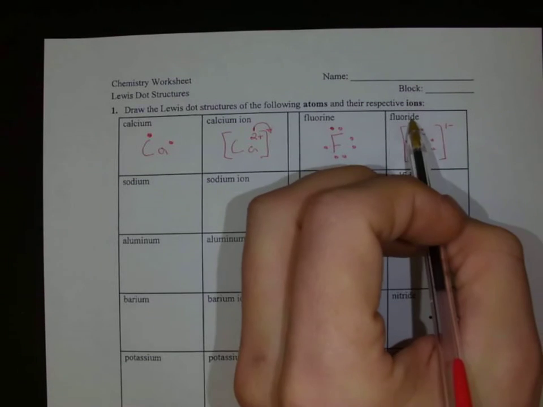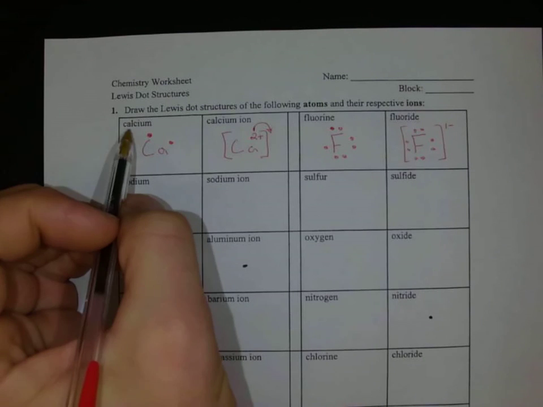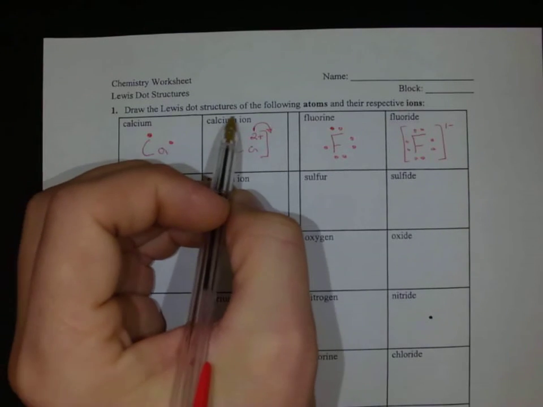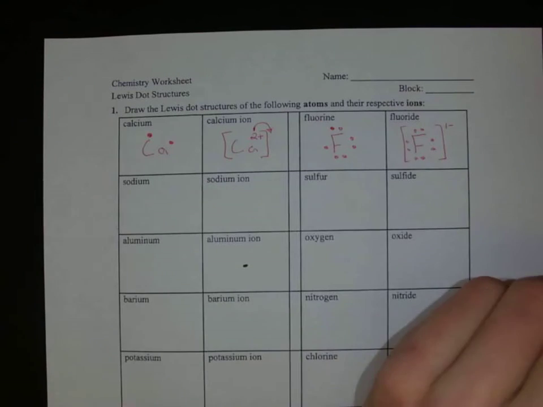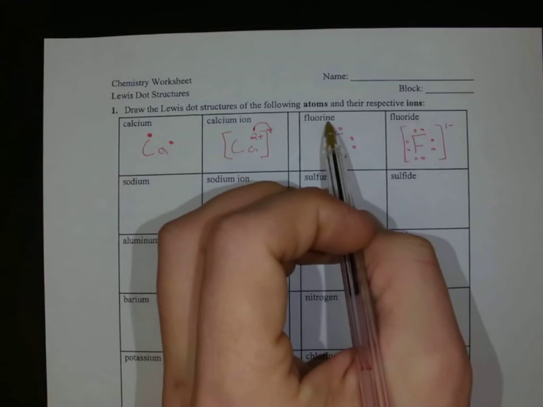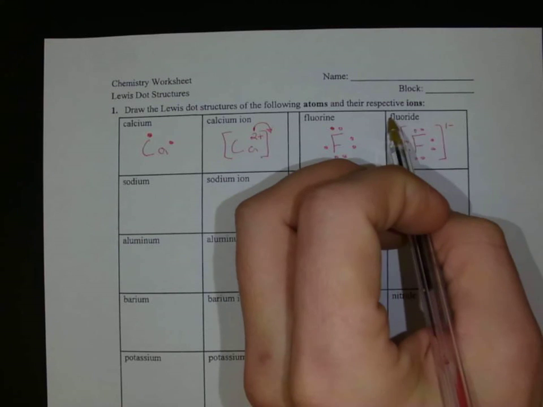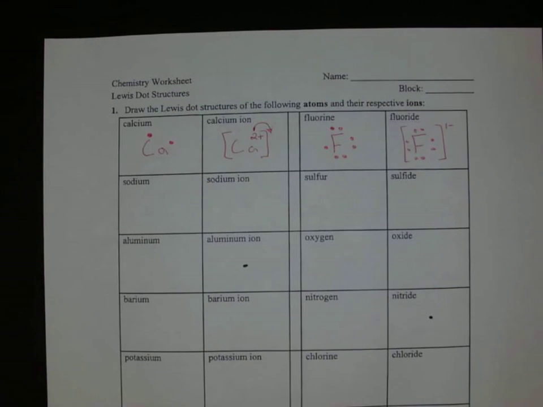You'll also notice that I said it was the fluoride ion. When we have positive ions, we just say calcium ion. It's just that element as the ion. But when we have our negative ions, we change the name from fluorine to fluoride. We change the ending of the element to -ide to symbolize that it's the anion. So hopefully then we can fill in the rest of this sheet.